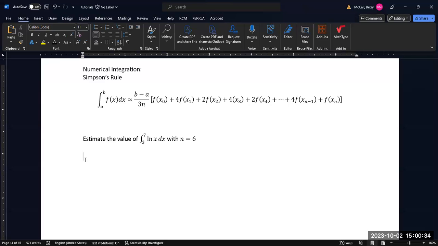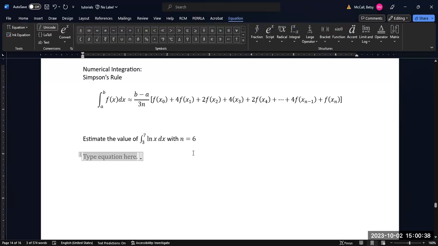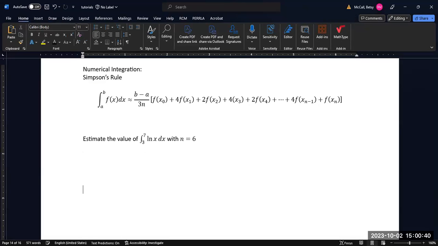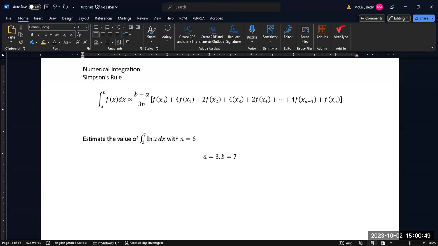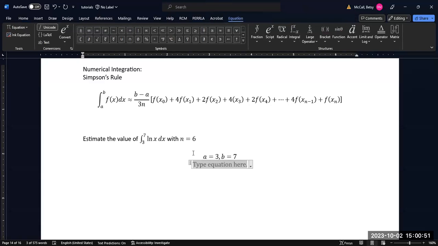So let's identify our values. We see n here is specified as being 6. And we're going to say A is 3 and B is 7. Those are our limits of integration. And so we can put our integral together to do our estimate.